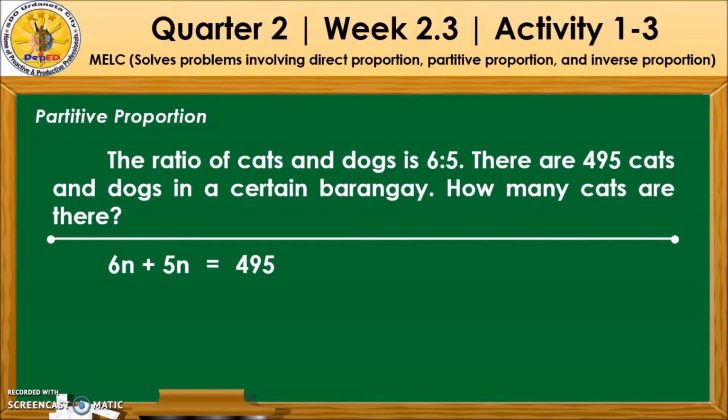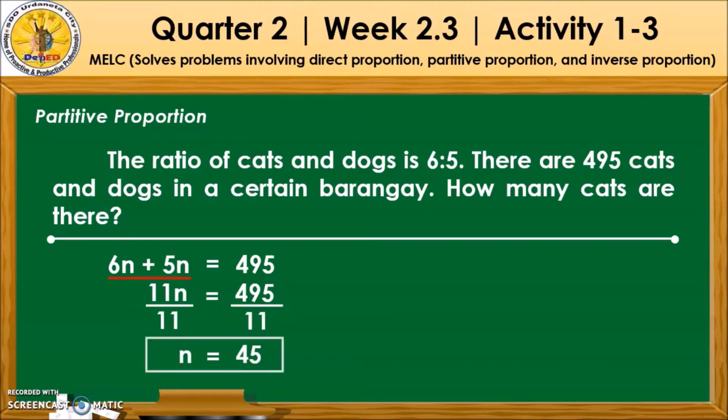But first, let's add this. So 6n plus 5n equals 11n. Now, we have 11n equals 495. Then let's divide both sides by 11. So the value of n is 45. But that's not the end of it.